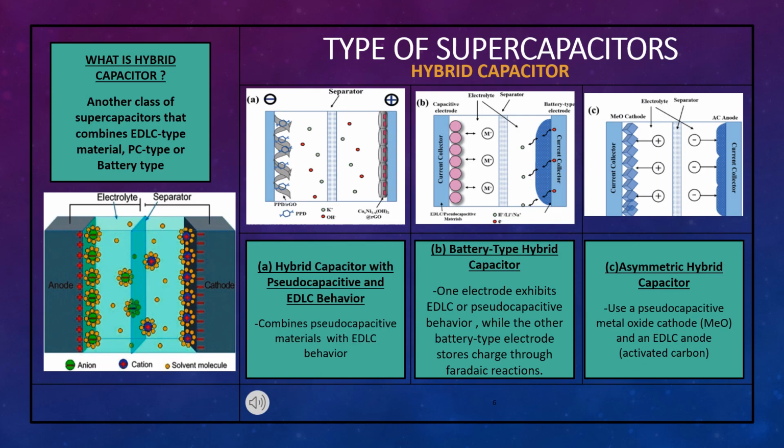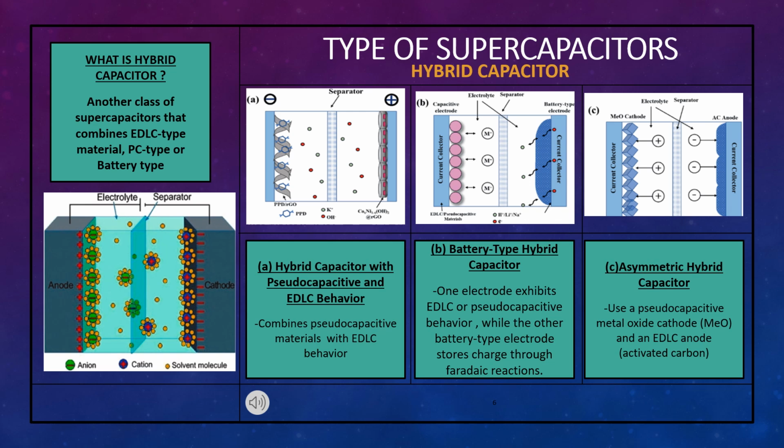The last one is the hybrid capacitor. What is a hybrid capacitor? It is another class of supercapacitors that combine EDLC type, PC type, or battery type materials. Battery type is basically one that has lithium ion or sodium ion. So there are three types of hybrid capacitor.